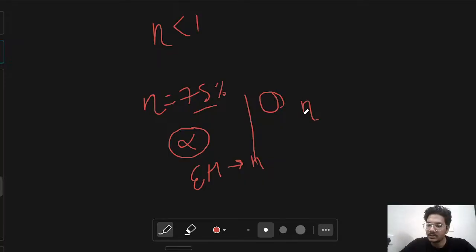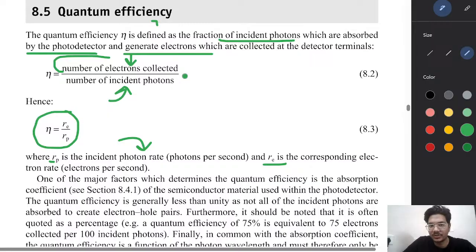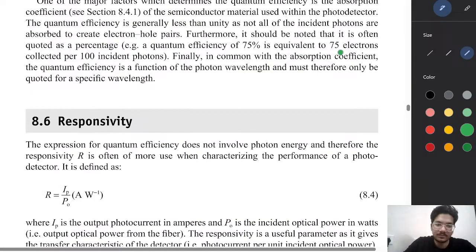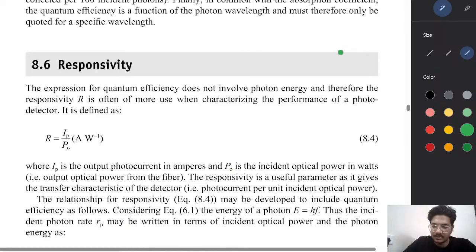In summary, quantum efficiency is the ratio of electrons collected to incident photons, which are absorbed at the photodetector and generate electrons collected at the terminals, and it depends strongly on the absorption coefficient. It is always less than unity due to reflection. Quantum efficiency varies with wavelength, and thus we specify the particular wavelength. Now another term is responsivity.